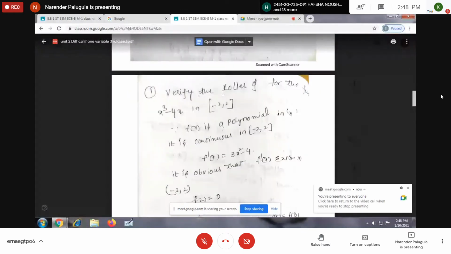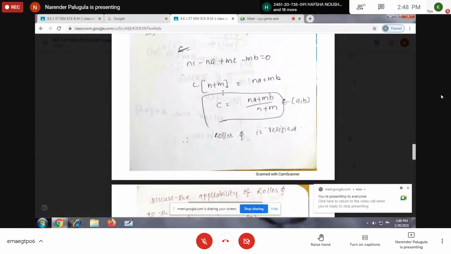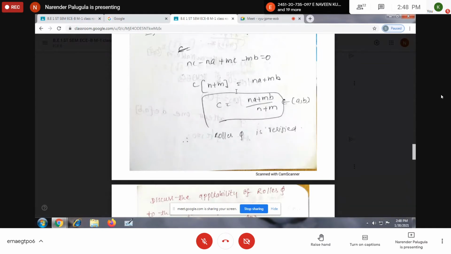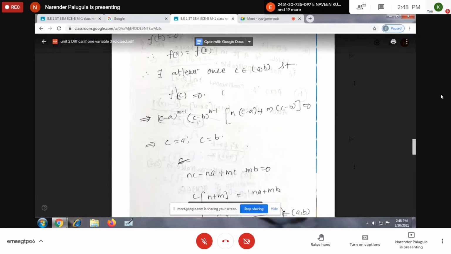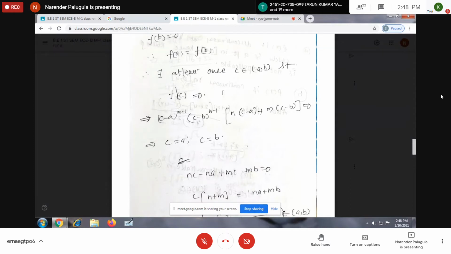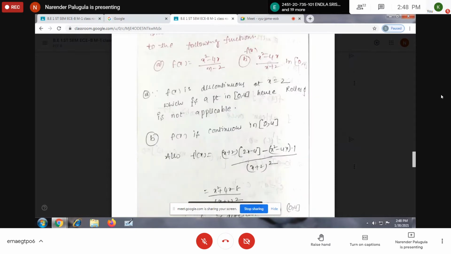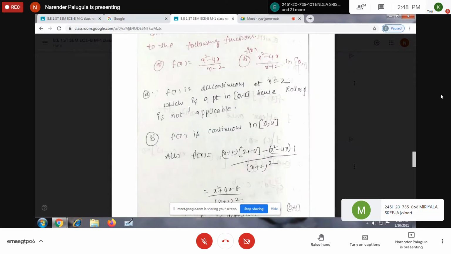So yesterday we discussed Rolle's theorem, and we stated and proved the theorem, and also verified Rolle's theorem for some functions. Second, we discussed the mean value theorem, Lagrange's mean value theorem, and we proved it. So today we are going to discuss some examples. We are going to verify some functions using Lagrange's mean value theorem.